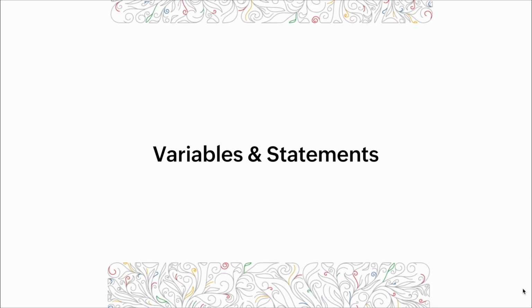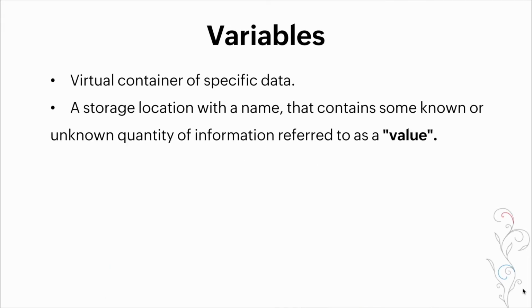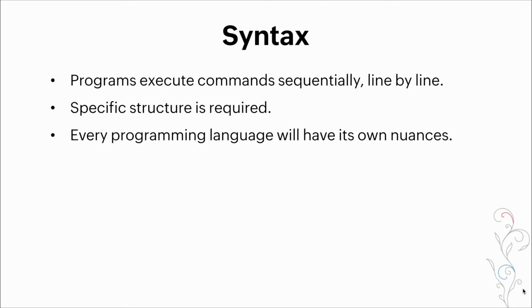So let's talk about variables and statements. What is a variable? A variable is a virtual container of a specific data type. It is a storage location with a name that contains some sort of value. What is syntax? Programs execute commands sequentially, line by line. Therefore, a specific structure is required. Every programming language will have its own nuances, and this specific structure is called a syntax.